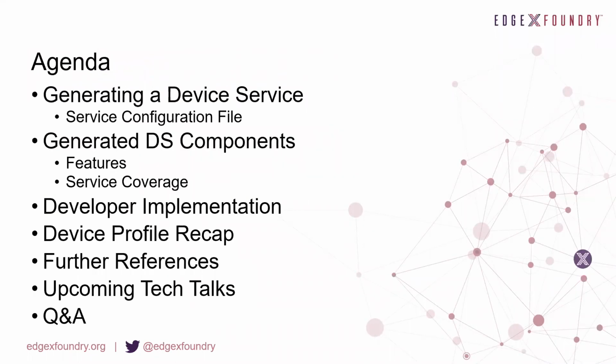So some things we're going to cover today. We're going to go over how to actually generate your new device service. We're going to go over our service configuration file, what you actually get when you generate something with the SDK. So what do we support and what services inside of EdgeX is that talking to? Then we're going to talk about what you have to do afterwards. Just go over a quick recap on the device profile, give you some quick links on where to go for more information, and then talk about what's up next for EdgeX.